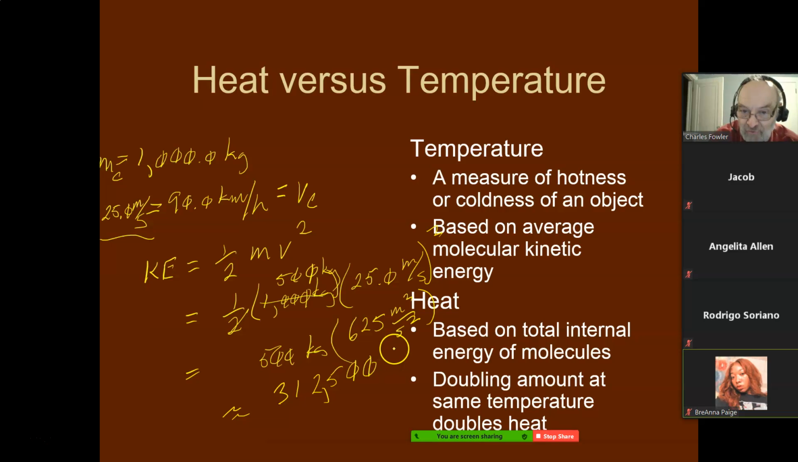312,500 joules. But remember, a joule is a very, very small unit. So if you wanted a slightly bigger unit and a smaller number, you could say 312.5 kilojoules, since a kilojoule is 1,000 joules. Move the decimal 3 places to the left. So that's how many joules. But it didn't ask for joules. How many kilocalories are generated when the car brakes to a stop?